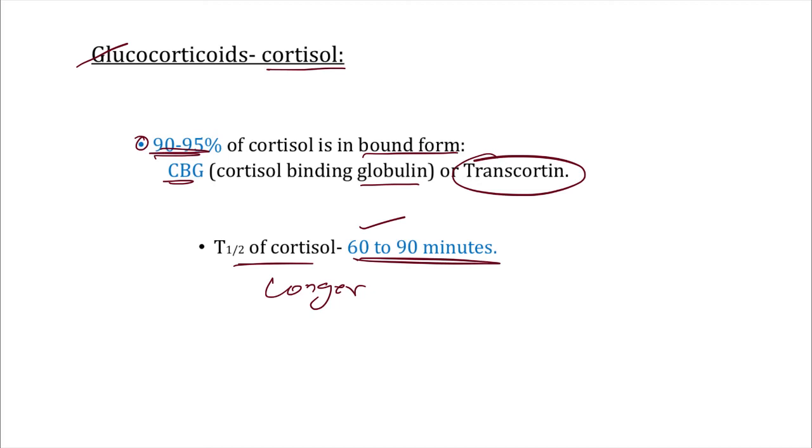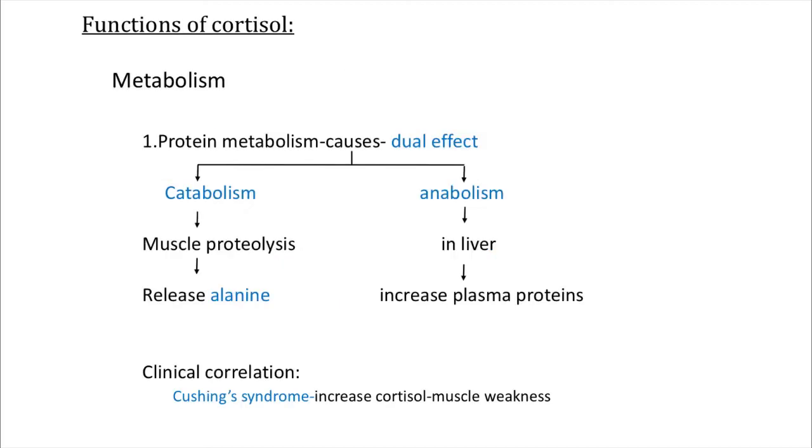With this important note, now we are going to see something very important, the functions of cortisol. So see here friends, very important. The most important function of cortisol is metabolism. What type of metabolism, sir? The first one is protein metabolism. In protein metabolism, our cortisol has both catabolic and anabolic effects. So see here, the catabolic effect of cortisol is in the muscle proteins, causes proteolysis. That's why there is release of the amino acid alanine.